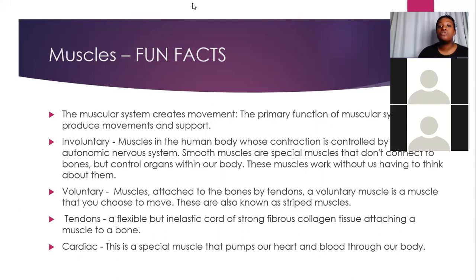You have your involuntary muscles, which are controlled by an automatic nerve system. These are also known as smooth muscles. So you may see the word involuntary, but it does mean smooth muscles as well. And the reason why they call them smooth muscles is because when you see the diagram of the human body and it's just the muscles, these are the ones that look smooth in texture.